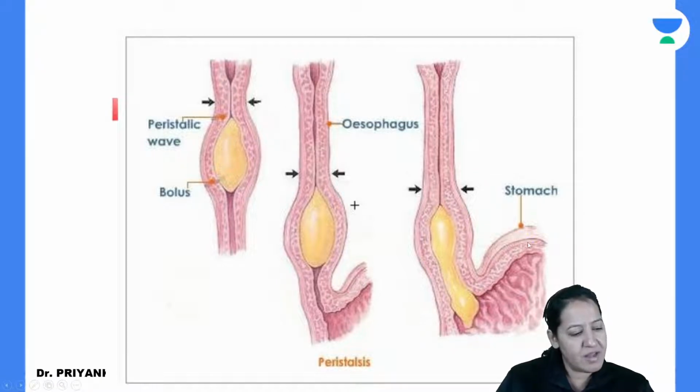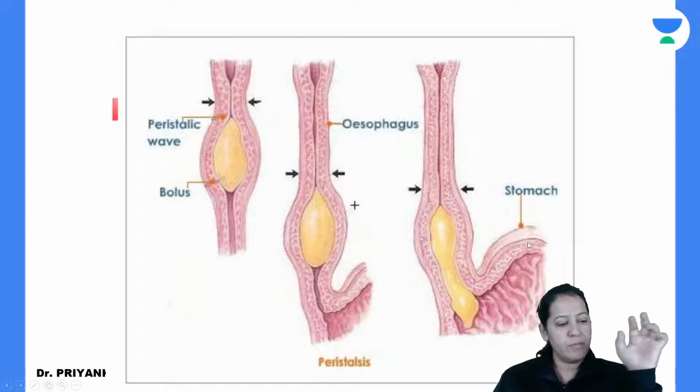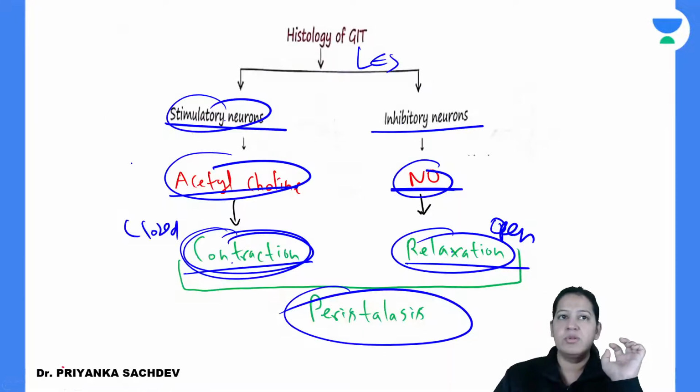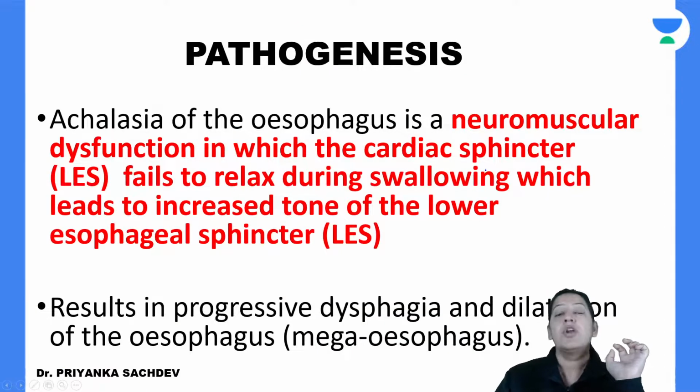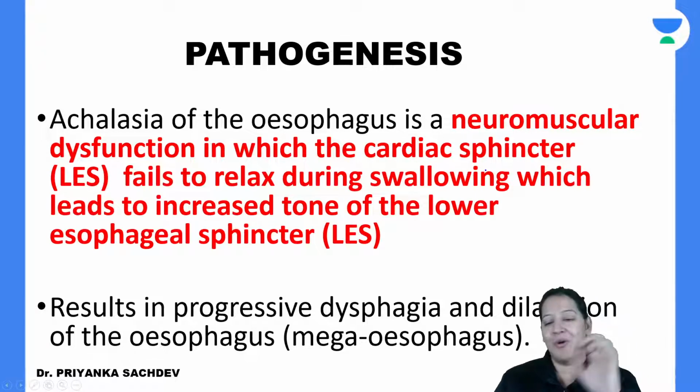So in normal physiology there are two things, acetylcholine and NO. One is causing contraction, one is causing relaxation. Now, what is the problem with achalasia? What is the problem with achalasia?